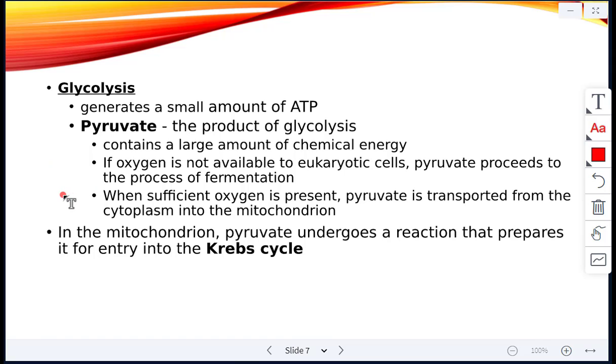If there is oxygen, then pyruvate gets transported from the cytoplasm into the mitochondria. And then in the mitochondria, pyruvate will undergo a reaction that prepares it for entry into the Krebs cycle. All right, and we'll talk about the Krebs cycle later. We're going to focus on glycolysis today.